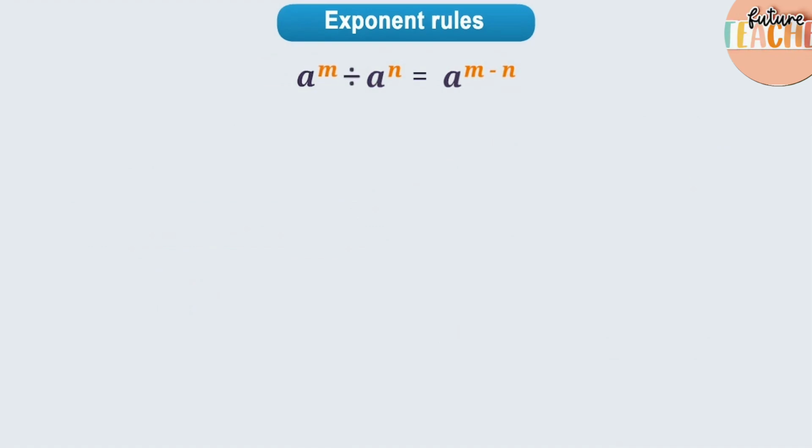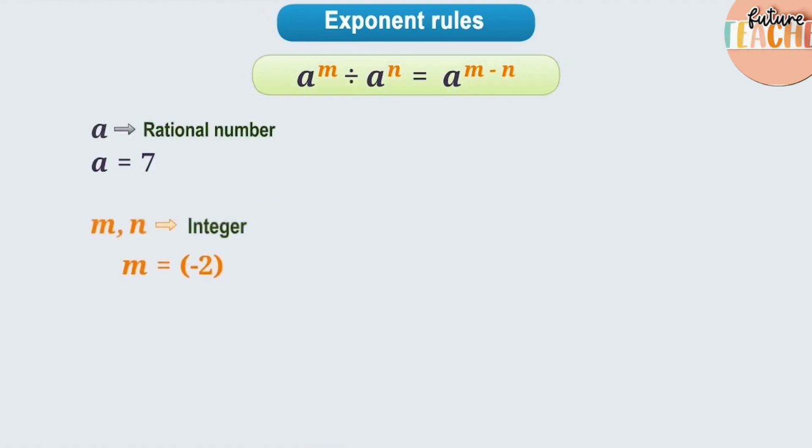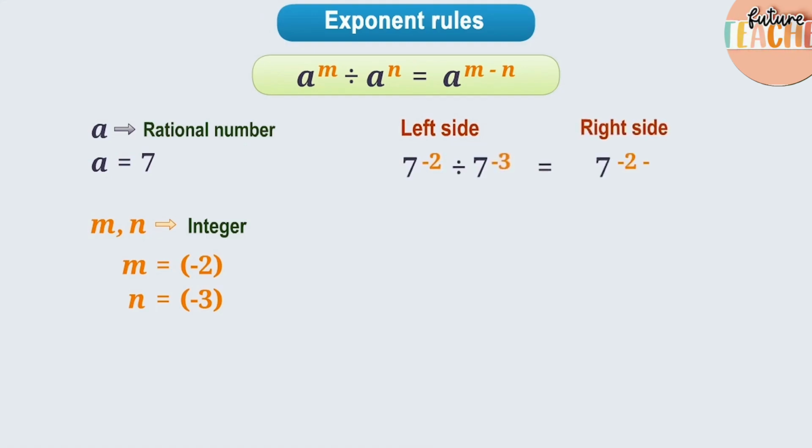Now let's talk about a to the power m divided by a to the power n is equal to a to the power m minus n. Here, if we take a equal to 7, m equal to minus 2 and n equal to minus 3, we get 7 to the power minus 2 divided by 7 to the power minus 3 is equal to 7 to the power (minus 2 minus minus 3). Let's find out whether the left side and right side are also equal here. For this, we will simplify the two sides and compare the results obtained.